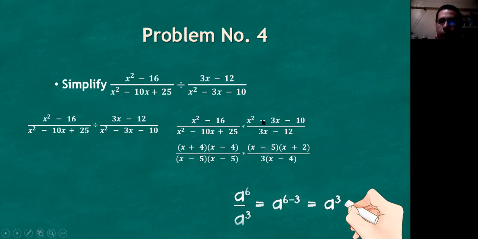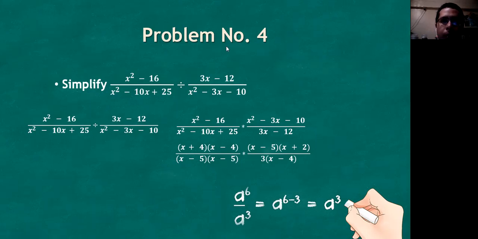For x squared minus 3x minus 10, by factoring by trial and error method, the factors are x minus 5 multiplied by x plus 2. And of course, your denominator 3x minus 12. We're going to factor out using the greatest common factor between 3 and 12, which is 3. So 3 multiplied by x minus 4, because the number 4 is the factor that we're going to multiply to 3 in order for us to obtain 12.